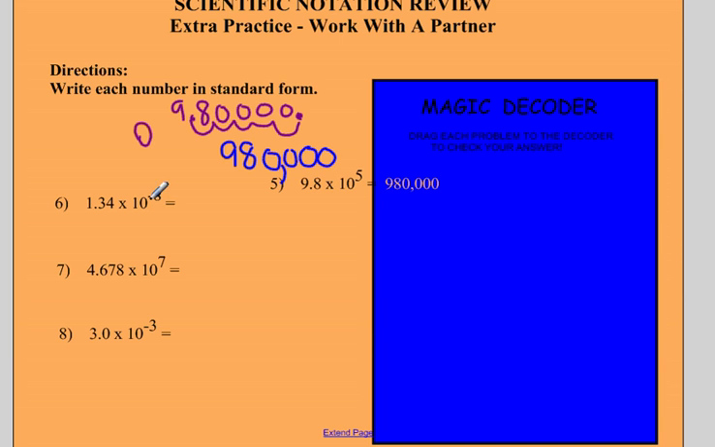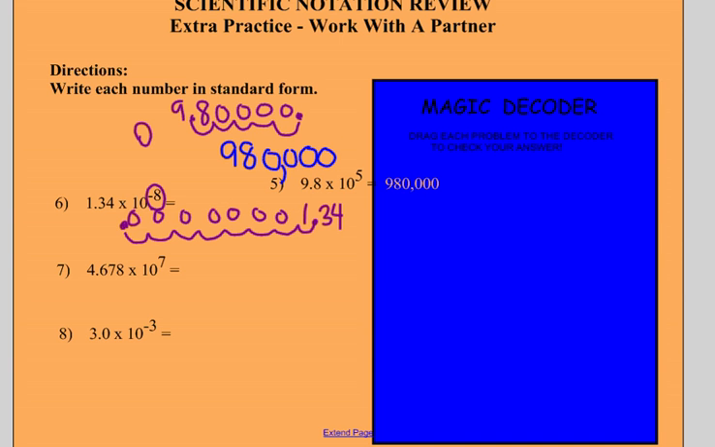10 to the negative 8. Now that doesn't mean my answer is going to be negative. This tells me that it's going to be a very small answer. So I'm going to write my 1.34. And this tells me how many times to move. I'm going to move 8 times, but this time I'm making a small number, so I'm going to be moving to the left. 1, 2, 3, 4, 5, 6, 7, 8 times. Look at all these zeros that I'm going to have to fill in.